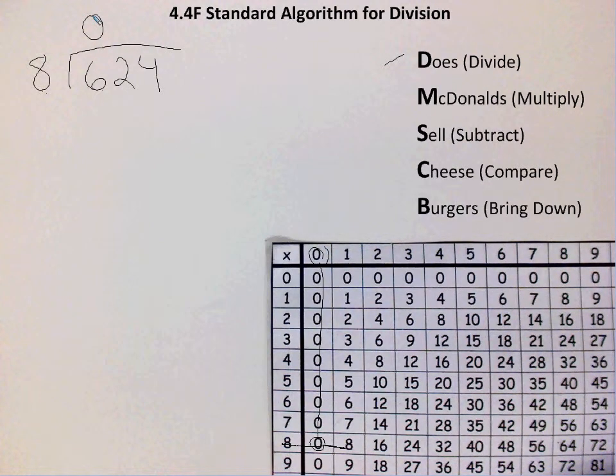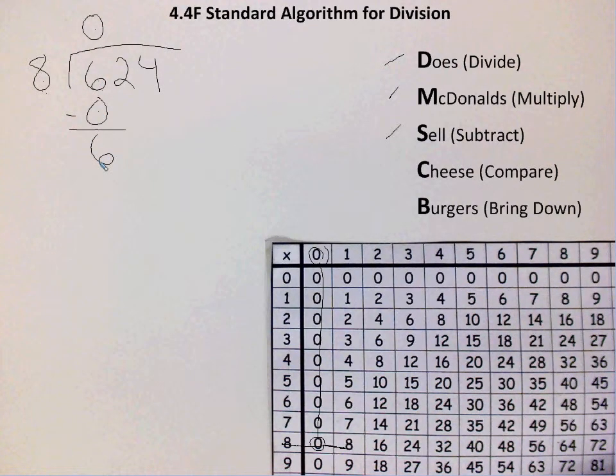Okay, the next step that I do is I multiply. And when I multiply, I'm going to use the answer from my last step and multiply that by my divisor. And the answer for my last step was 0, and my divisor is 8, and 8 times 0 is 0. My next step is subtract. I draw a line right there. I'm using the answer from my last step, which was 0, and I'm going to subtract that from the first digit in my dividend, which is 6. When I subtract that, I get 6.